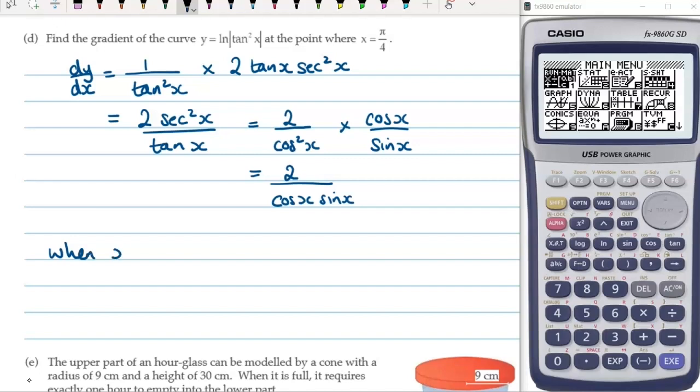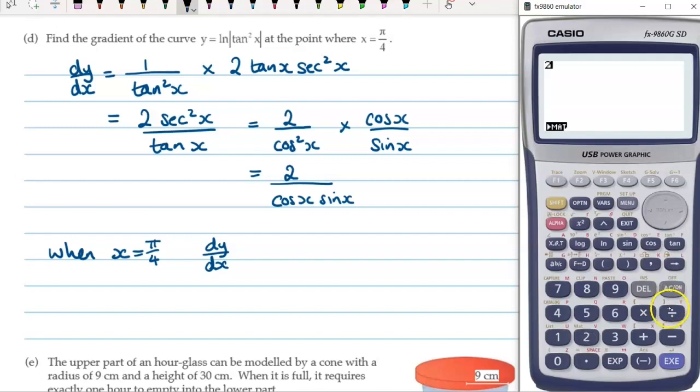So when x is pi by 4, dy by dx will be, just popping that into the calculator now, sine of pi divided by 4, that comes to 4.